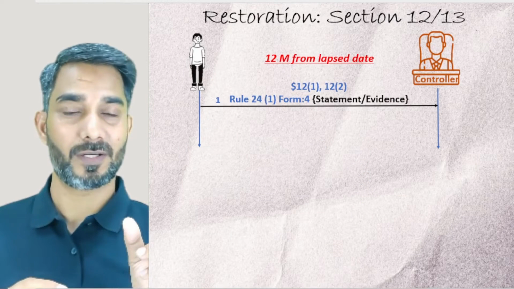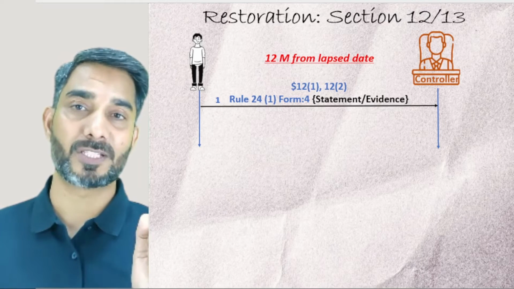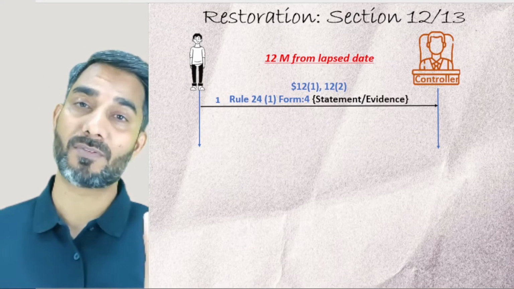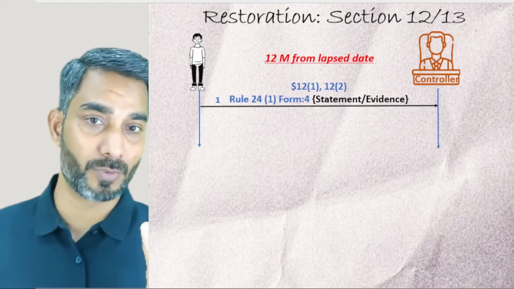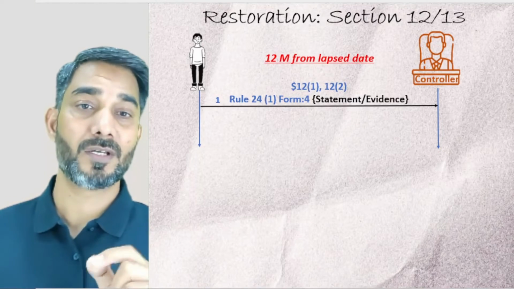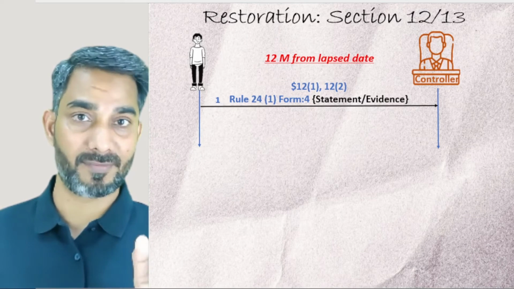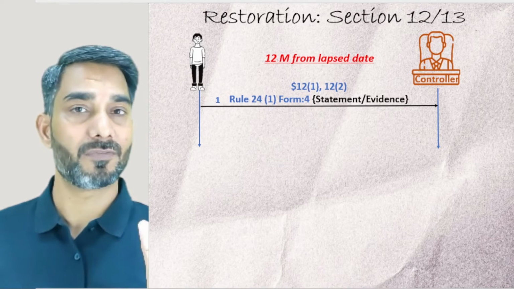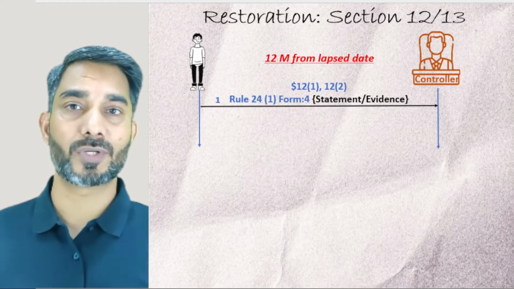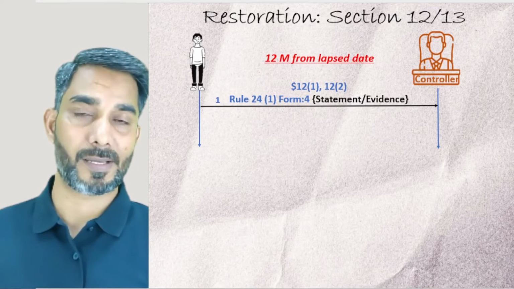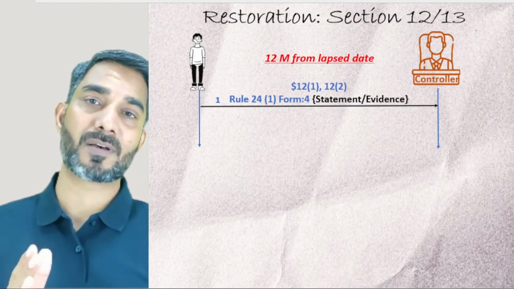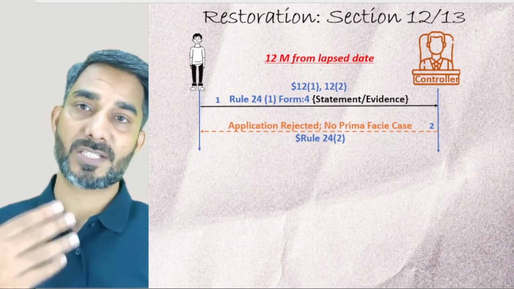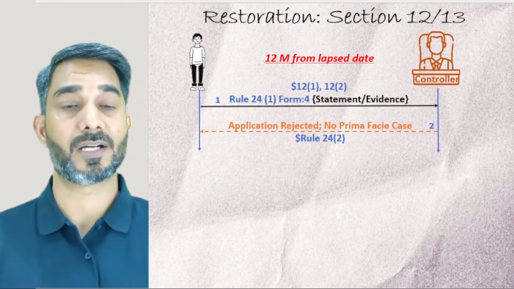As per Sections 12 and 13, a restoration application has to be filed by the proprietor of the design within 12 months from the lapsed date when the design ceased to have effect. What form do we use? We use Form 4 as per Rule 24.1. We need to provide a statement and evidence that led to us missing out on paying the renewal fee in good time. Once the controller receives the request from the applicant, the controller checks if a prima facie case has been made. If a prima facie case has not been made, then the Form 4 application is rejected under Rule 24.2.